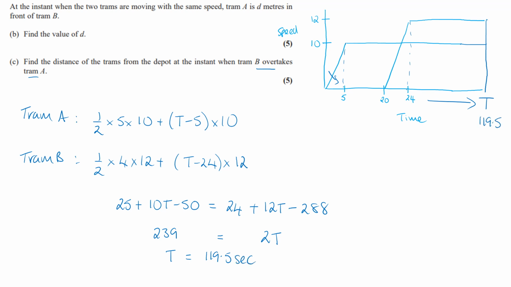That's the point where B will overtake, and then we just need to put that time into either of these, or you could put it into both to check. But when you have t is equal to 119.5, the distance where B overtakes will be 1,170 meters from the depot.